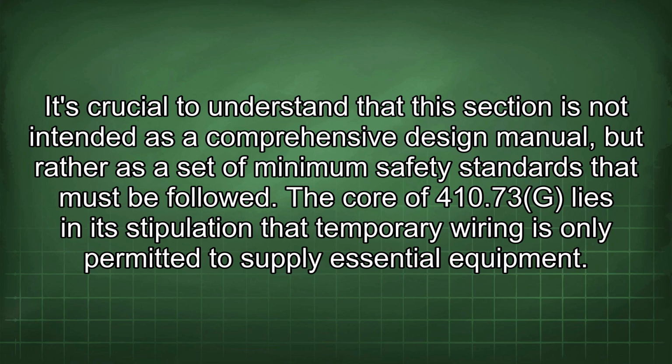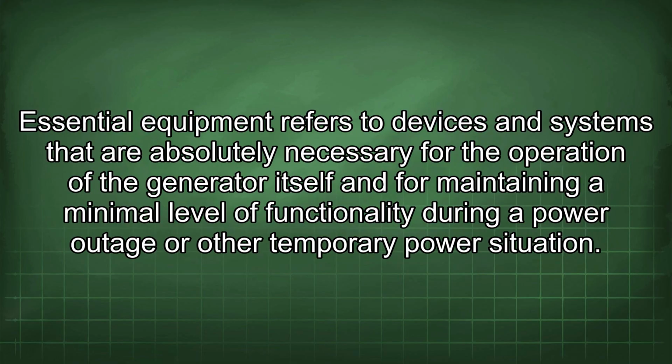The core of 410.73G lies in its stipulation that temporary wiring is only permitted to supply essential equipment. Essential equipment refers to devices and systems that are absolutely necessary for the operation of the generator itself and for maintaining a minimal level of functionality during a power outage or other temporary power situation.